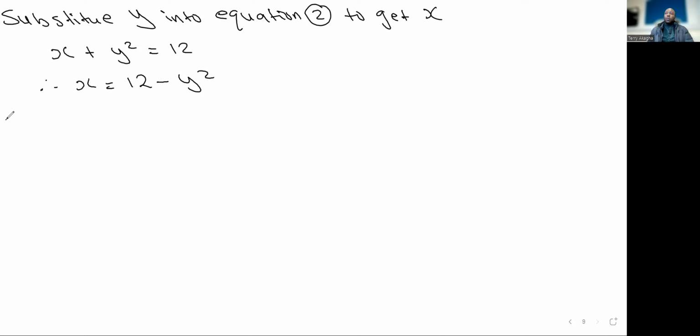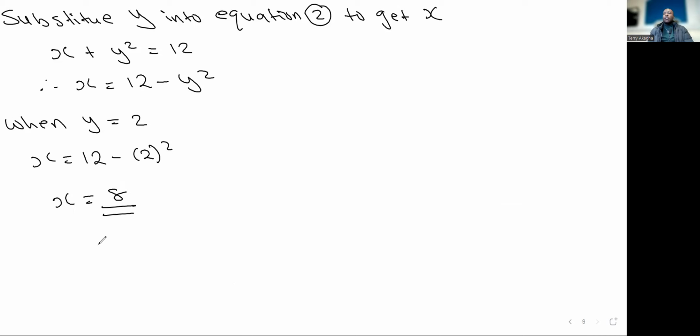So when y is 2, you put it here. x is going to become 12 minus what? 2 squared. And that will give us x is equal to what? 8. And that'll be the answer. So that means when x is equal to 8, y will be equal to what? 2. So that is the first pair of answers.